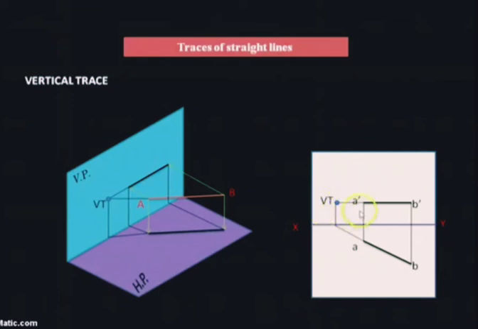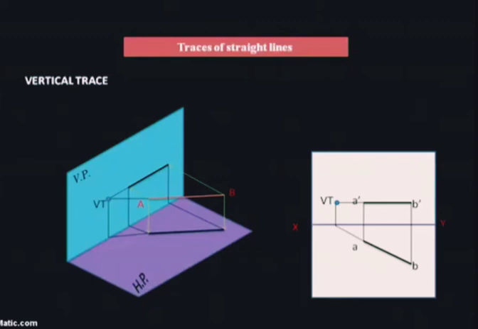So these are the two traces, horizontal and vertical traces. Again listen, a trace is a point which is obtained by extending the straight line until it intersects with any one of the two principal planes. When the extended line intersects with the horizontal plane, that point is called the horizontal trace. When the extended straight line intersects with the vertical plane, that point is called the vertical trace. These are the two simple examples for understanding what we mean by horizontal trace and vertical trace.